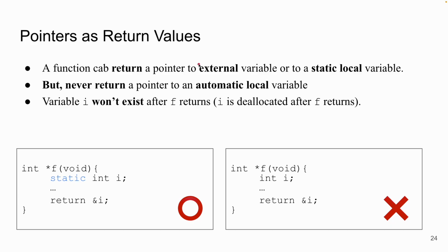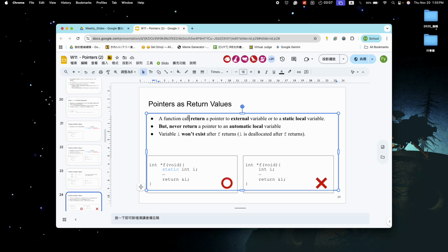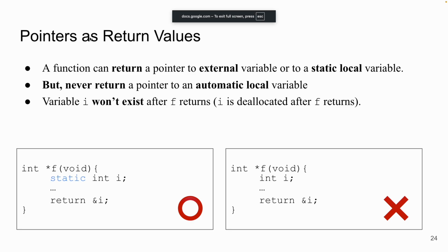the final thing I want to remind you is that when we use a function to return a pointer variable, we need to be very careful. We can only return a pointer to an external variable or a static local variable. We cannot return a pointer to an automatic local variable.